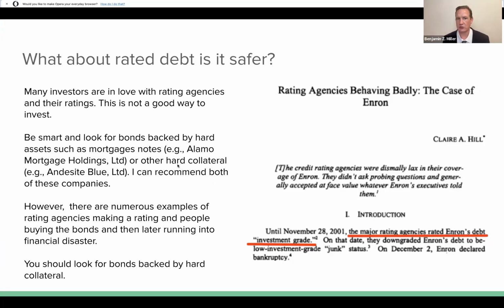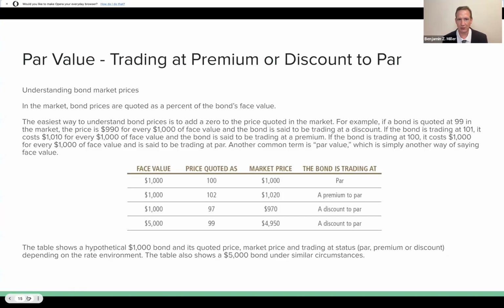You should be smart, and you should look for bonds that are backed by hard assets. For example, mortgage notes. And a company that you might look at is Alamo Mortgage Holdings. And for purposes of disclosure, that's my company, but that company actually purchases mortgage debt, and the assets in back of the bonds are backed by mortgages, or other hard collateral. Andesite Blue is another great company. If you're interested in corporate income bonds, you should check out Andesite Blue. These are companies that I can provide you a lot more information on. But the point is, don't get trapped into following rating agencies.